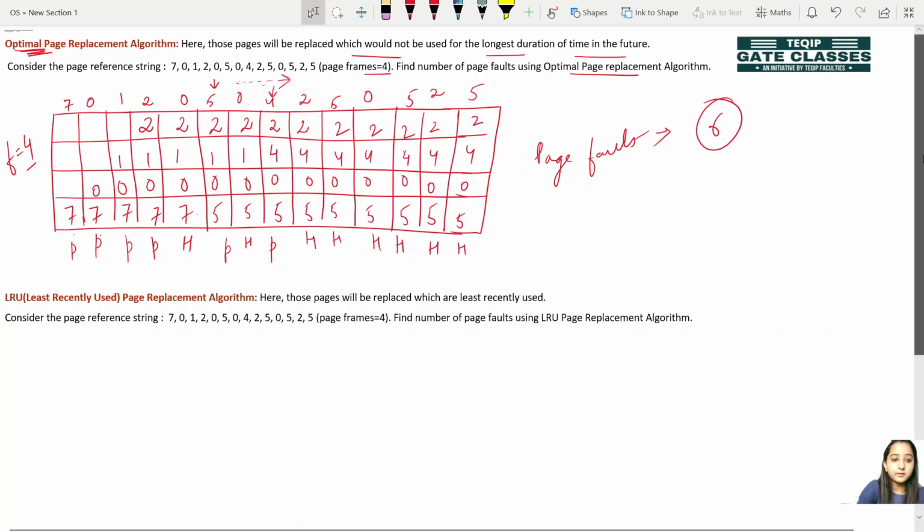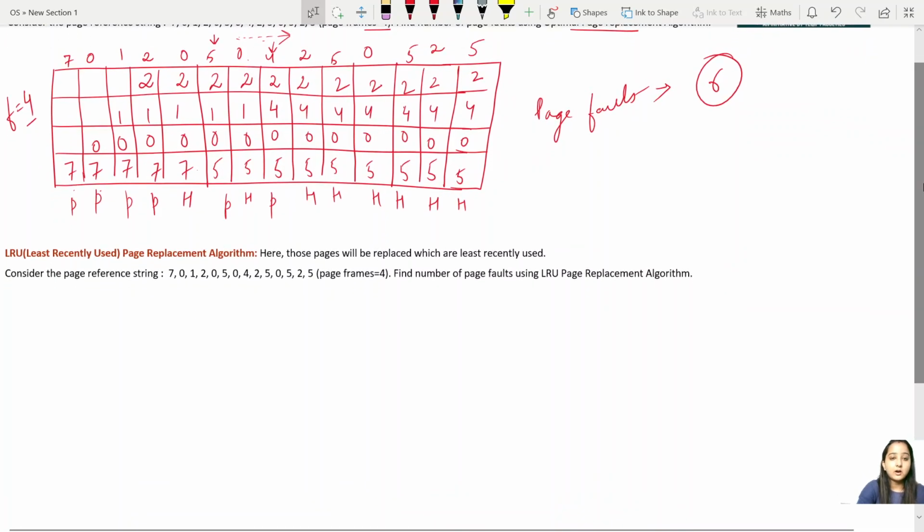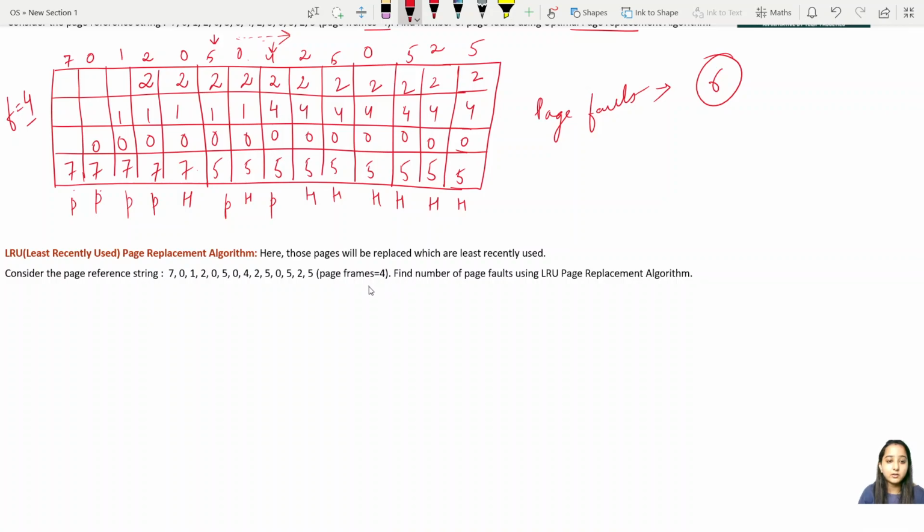Okay. Next, I am taking the same string to solve for LRU, and we'll see how many page faults will be there. Here also I am taking the frame size as 4, and we have to find the number of page faults using the LRU page replacement algorithm. So what is this LRU? Here those pages will be replaced which are least recently used. We have to see the previous pages, and whichever pages are least recently used, we have to replace.